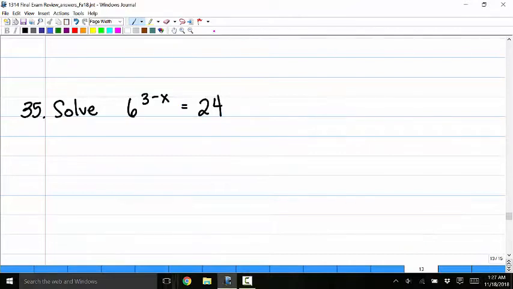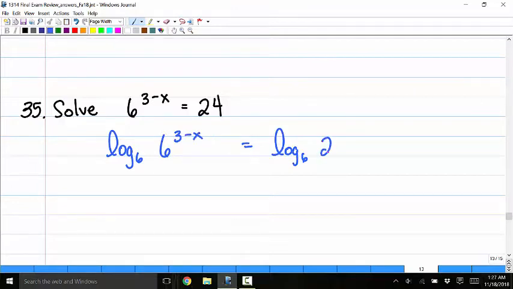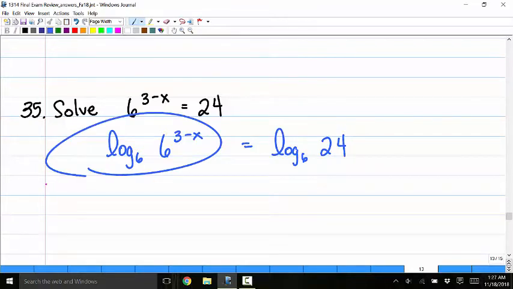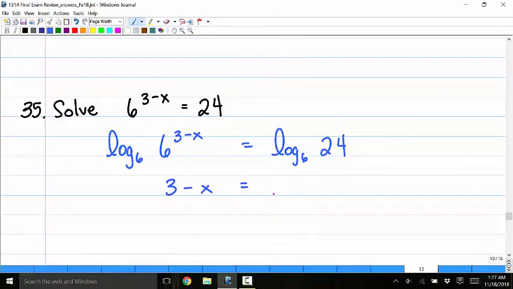Number 35. 6 to the 3 minus x equals 24. I'm going to take the log of both sides, log base 6 of both sides. So I get log base 6 of 6 to the 3 minus x equals log base 6 of 24. And I did that because the right hand side will now be 3 minus x is equal to log base 6 of 24.